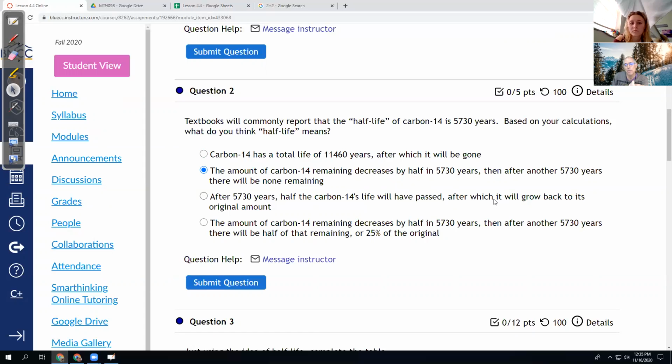Carbon-14 will start growing back. No, the stuff's dead and it's not growing anymore. So that one's out. So I think it's this one for me right here. The amount of carbon-14 remaining decreases by half in 5,730 years. Then after another 5,730 years, there will be half of that remaining. Yeah, that's what my spreadsheet told me when I made that calculation. I think that's the best answer there. Questions on that one, anyone?